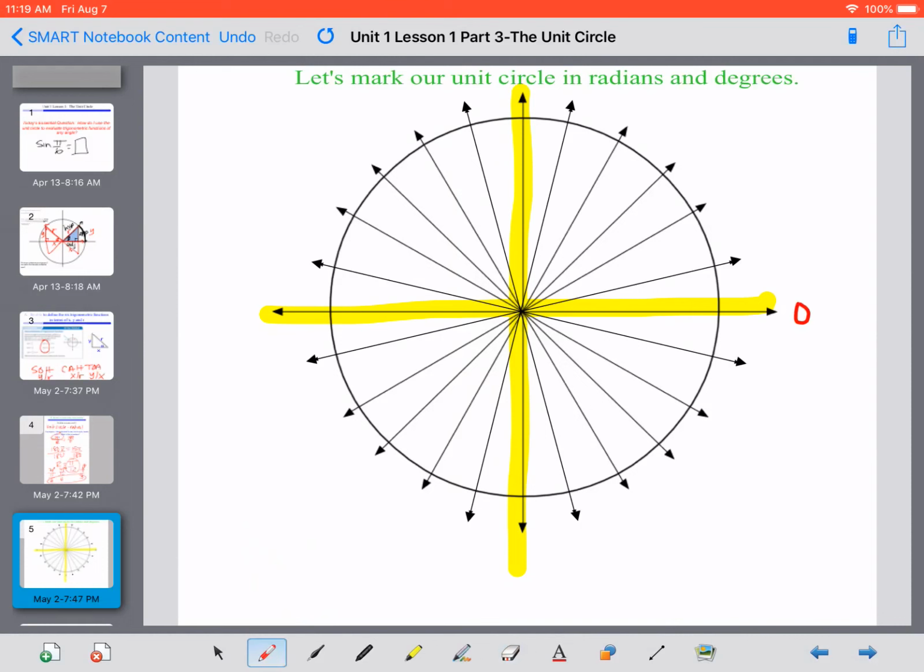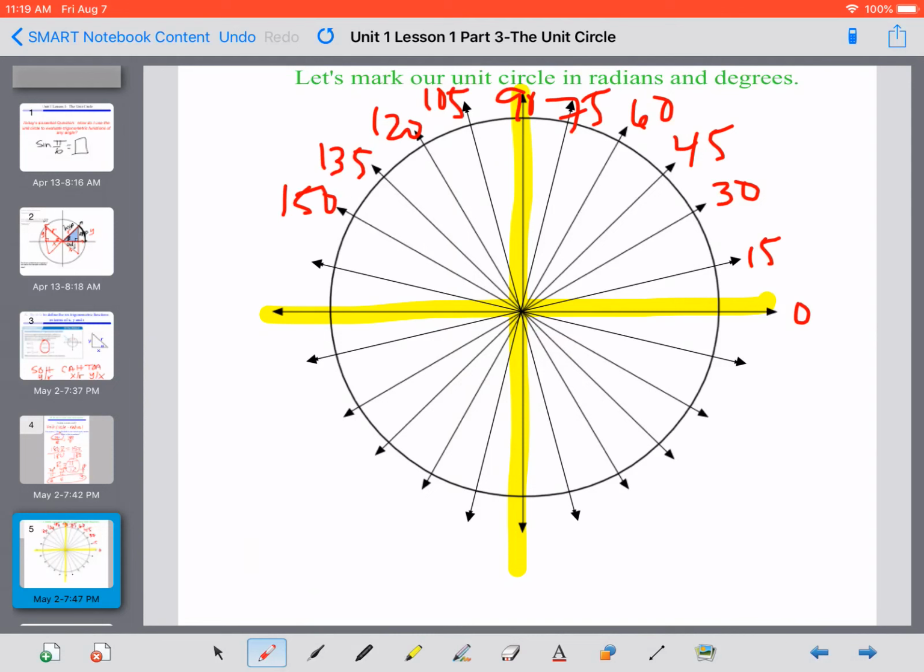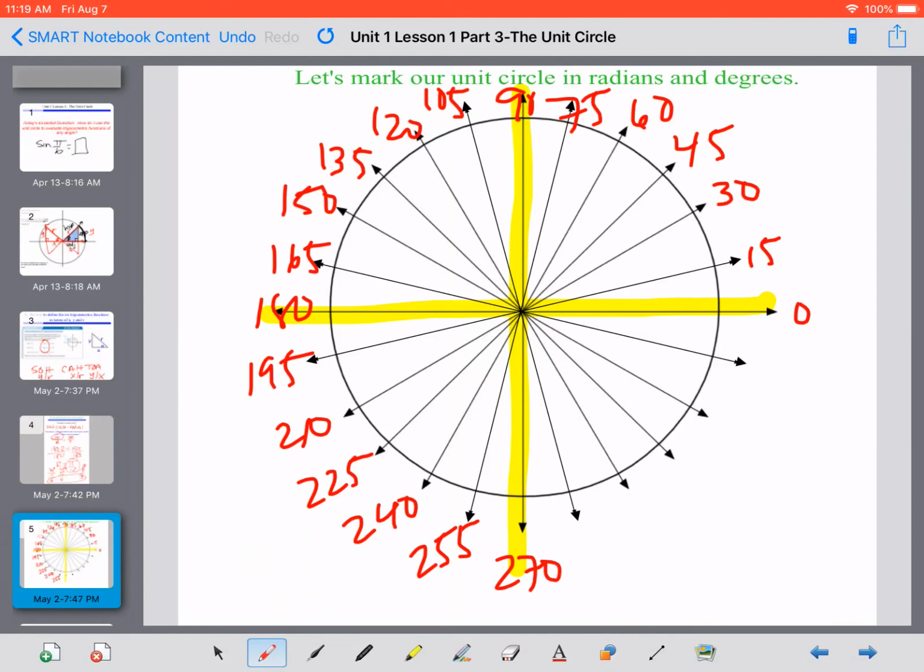So this is at 0 degrees, 15 degrees, 30, 45, 60, 75, 90. Keep adding increments of 15. So we're at 105, 120, 135, 150, 165, 180. Then I'm at 195. Then we're at 210, 225, 240, 255, 270.